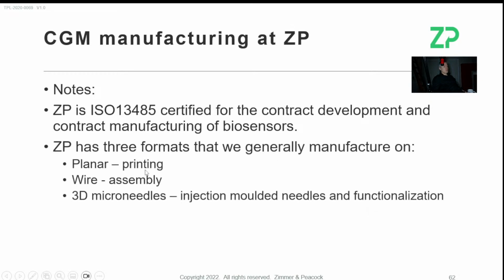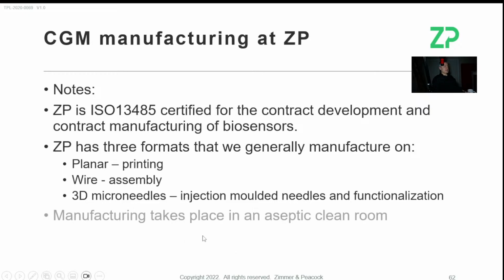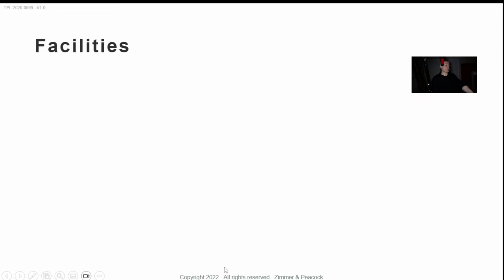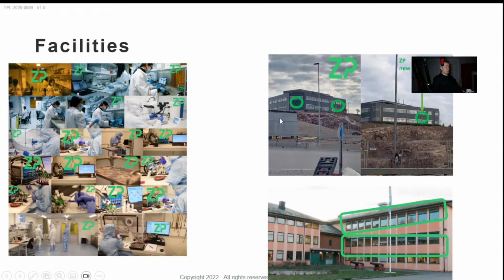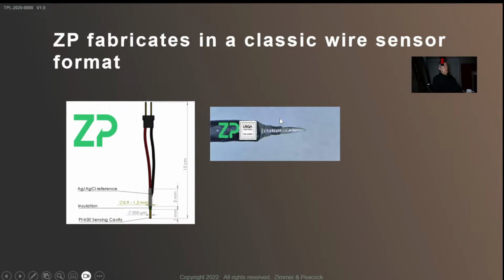We do what's called planar electrodes, wire electrodes, and also 3D electrodes. And we could do the manufacturing in what's called an aseptic facility. So our facilities are really state-of-the-art. Clean rooms where everyone's gowned up, because if you're going to be putting sensors onto people or into people, you've got to be really careful about not causing infections. So we do have some quite nice facilities. A lot of what we do is a kind of classic wire format.